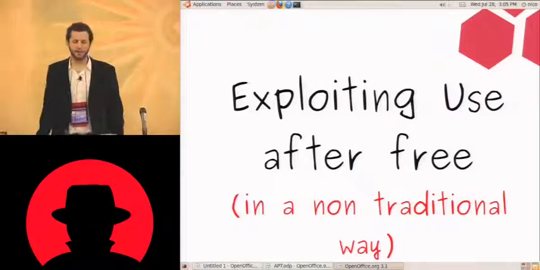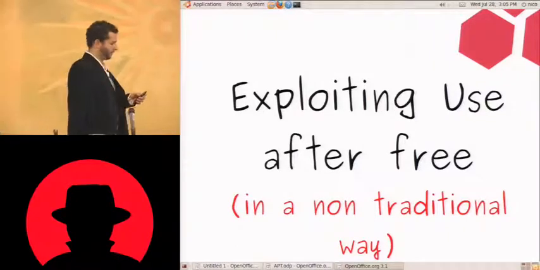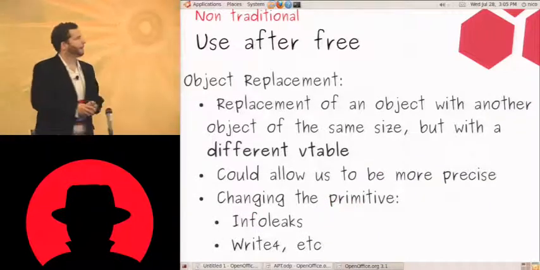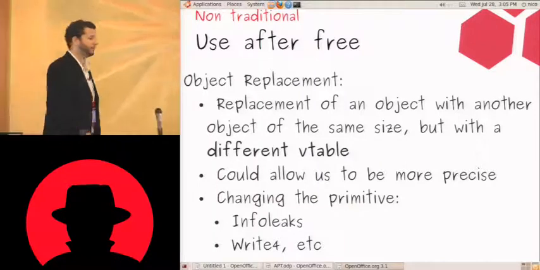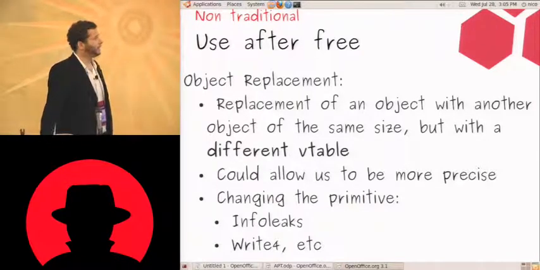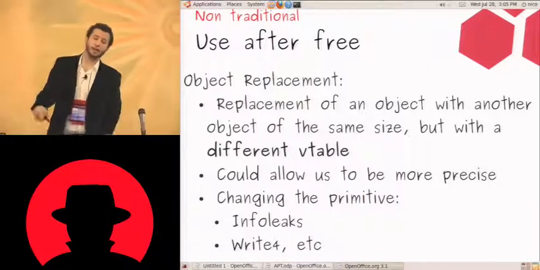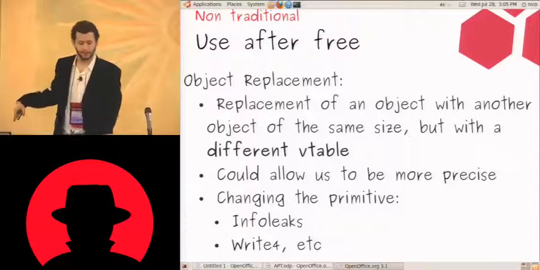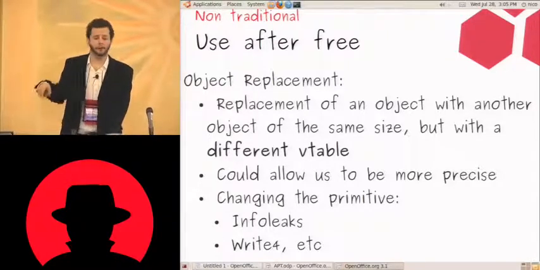So how do you exploit use after free in a non-traditional way? Basically what we came out with is object replacement. I didn't see it in the wild, but there might be some people doing it. Instead of just replacing it with a string, we replace it with a different object of the same size, but with a different vtable. It's not easy, but it's possible.